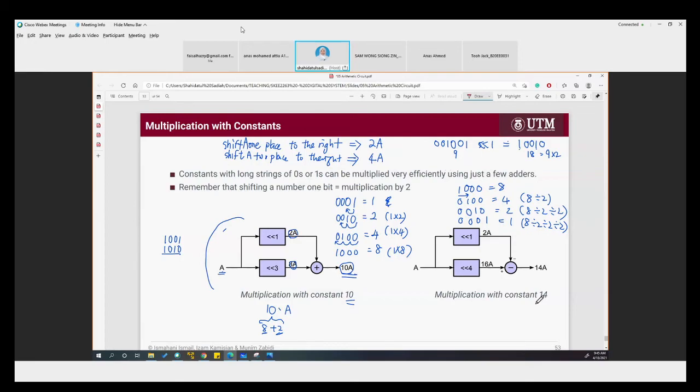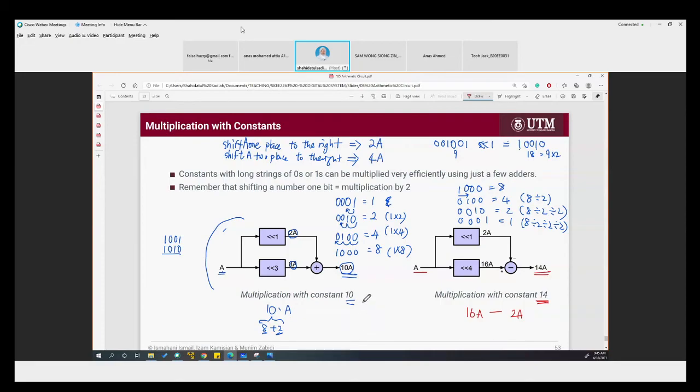In another example, we want to find 14A. We want to multiply A with a constant 14. And for 14, we can calculate 16A and then minus 2A. So we shift A 4 times to get 16A, and then we shift A 1 time to get 2A. And instead of adding, we subtract the 2 to get 14A.